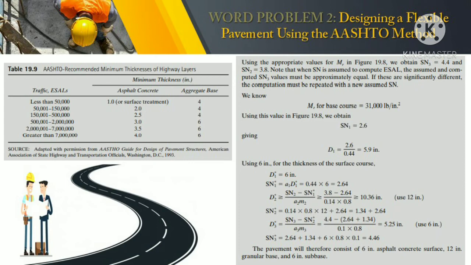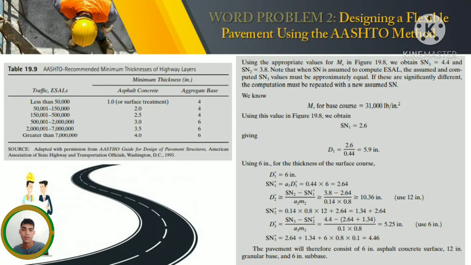So we know that the resilient modulus for the base course is equal to 31,000 pounds per square inch. Using this value in figure 19.8, we obtain SN sub 1 equal to 2.6. So D sub 1 is greater than or equal to 2.6 over 0.44, and 2.6 divided by 0.44 is 5.9 inches. So with that, using 6 inches for the thickness of the surface course, D sub 1 is equal to 6 inches.